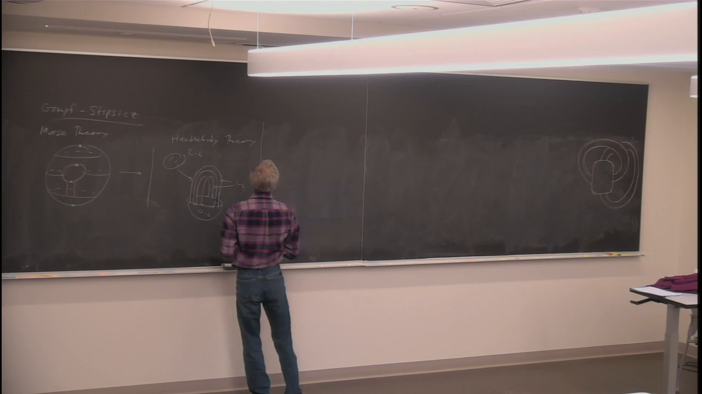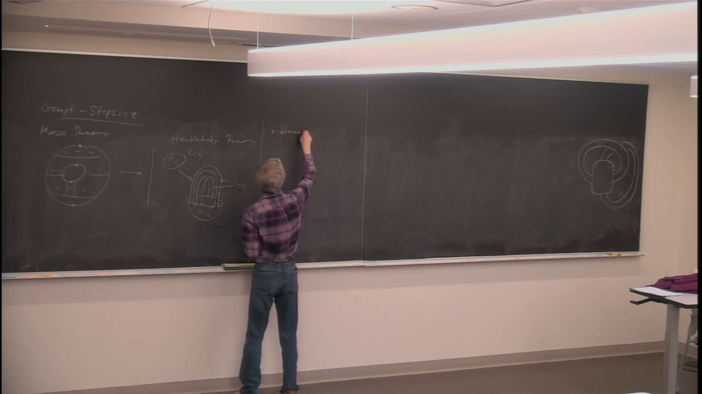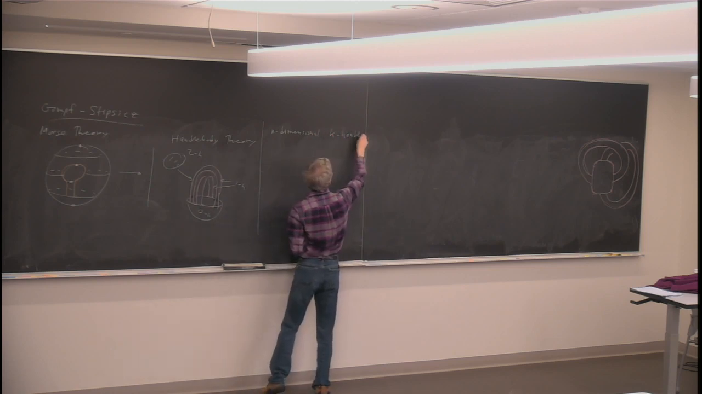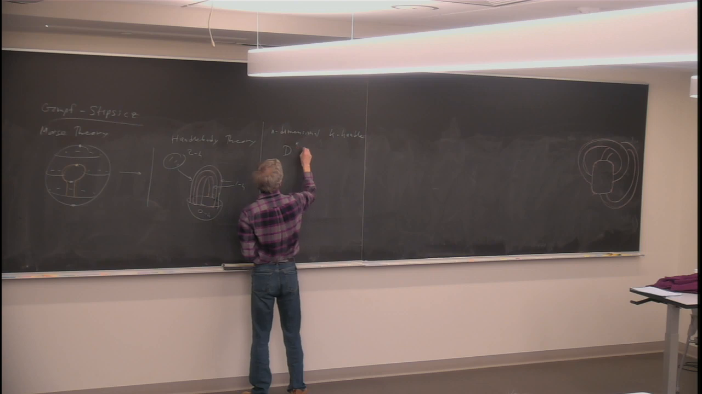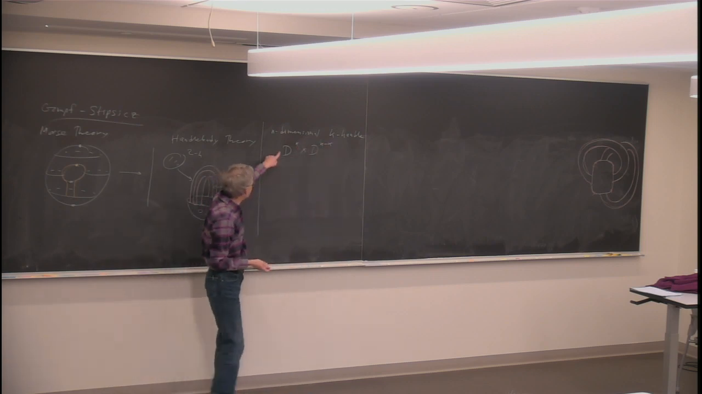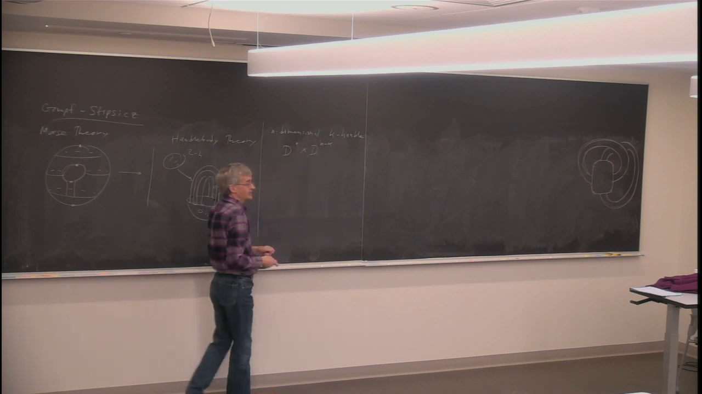So what is the general theory? An n-dimensional k-handle is D^k crossed with D^(n-k). I want to think of this as a k-dimensional disk thickened up in enough extra directions to make it n-dimensional.